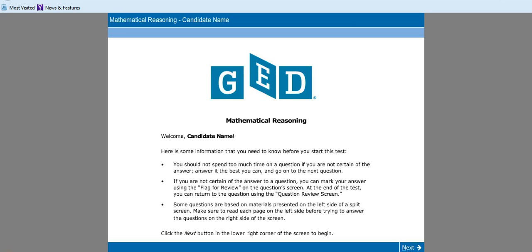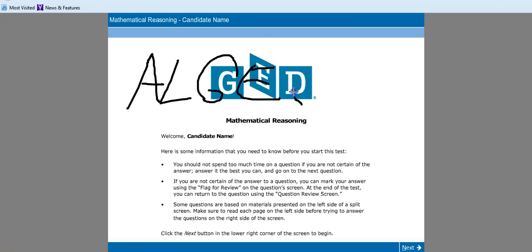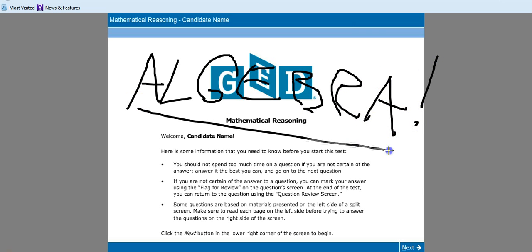The GED 2014 math test is all the rage, and the rage is all about algebra. Everybody is going nuts about algebra. Everybody is thinking about it. "I didn't do it in high school. I'm worried about it." Everybody's just freaking out about algebra.